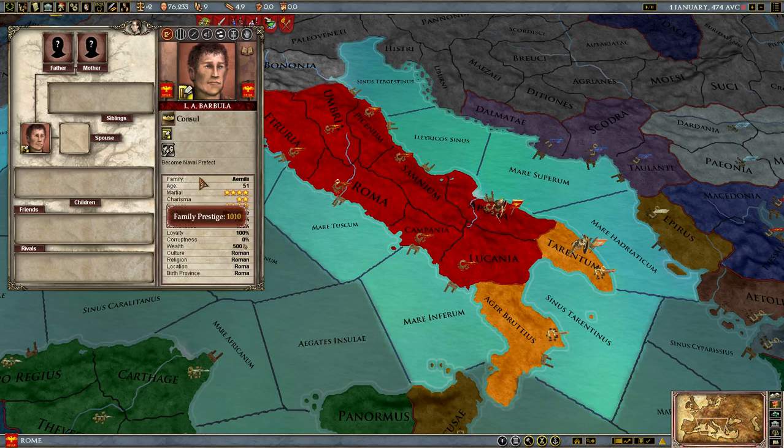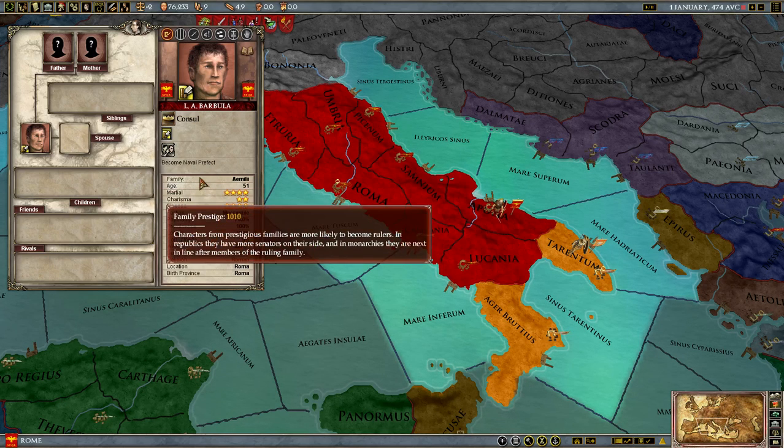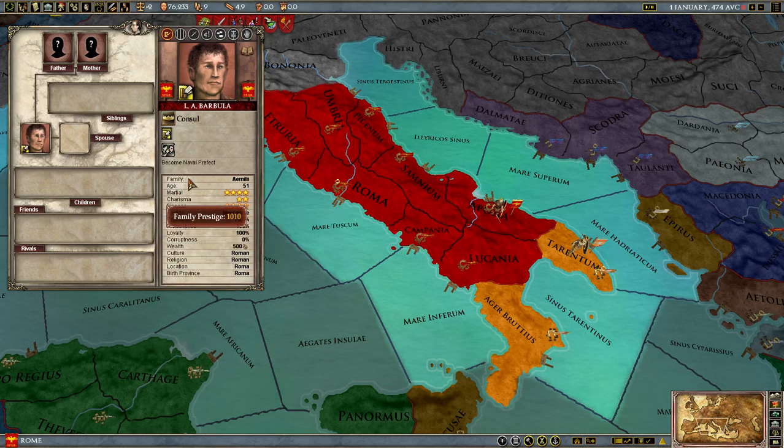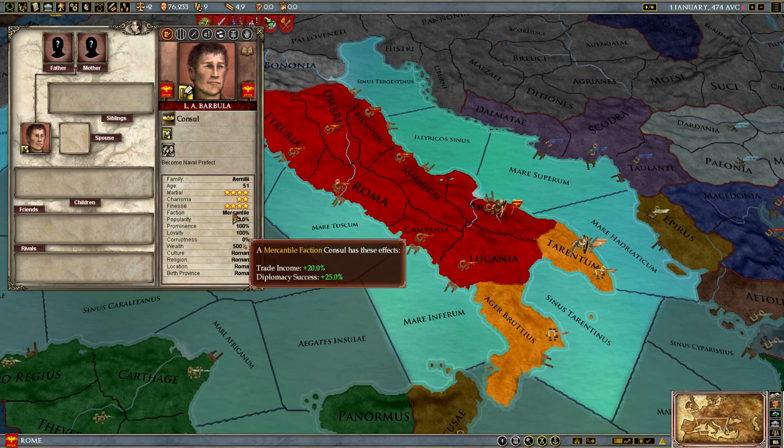You can see his family, and this shows a family prestige. Characters from prestigious families are more likely to become rulers. In republics, they have more senators on their side, and in monarchies, they are next in line after members of the ruling family. His age, and his 3 stats, martial, charisma, and finesse. Each one has different effects. Martial is good for generals, and also good for certain offices, as we discussed. Being a member of the mercantile faction has those effects for being consul.